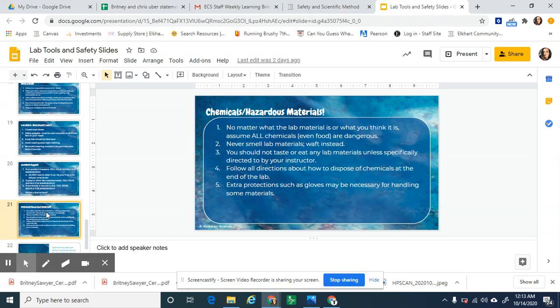Chemicals and hazardous materials. No matter where the lab material is or what you think it is, assume all chemicals, even food, are dangerous. Never smell lab materials directly; waft instead. You should not taste or eat any lab materials unless specifically directed by your instructor. Follow all directions about how to dispose of lab chemicals at the end of the lab. Extra protection, such as gloves, may be necessary for handling some materials.